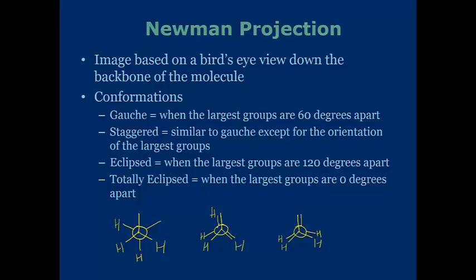What am I looking at, though? Well, if I were to look down the backbone of a molecule, for example, the butane I've been using in this example, if I were to look straight down, I would have a view like this. This is one of the ways organic compounds are going to be drawn on the MCAT, so understanding how to read a Newman projection is going to be important.